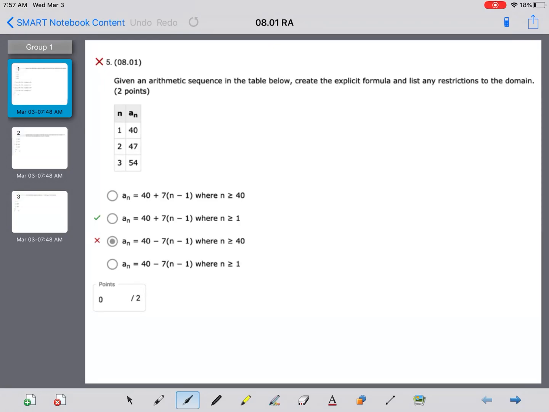Hey Rose. So with a sequence, remember our n represents the number of terms or the nth term.